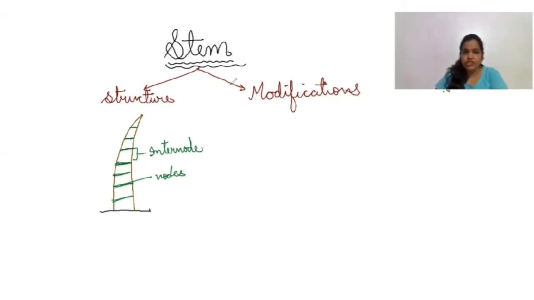Now, these nodes will bear various structures. For example, leaf. So nodes can bear various things like leaves, or leaf in singular if I want to write. Then we have branches, which are formed on nodes. After branches, what other things are possible to be formed on the nodes? The other things can be flowers. Then we have the bracts. These are leaf-like structures. Then we have buds.